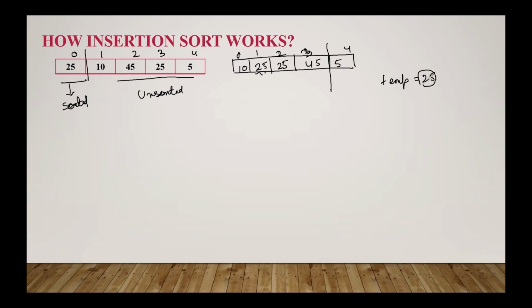The next iteration means the temp value is 5. Here the value is 5. So now we have to search for the proper position so that we can insert the value. We have to start from index 3. Is 45 greater than 5? Yes, it is. If it is true, then we have to shift this location.